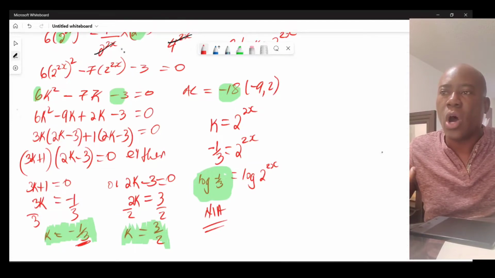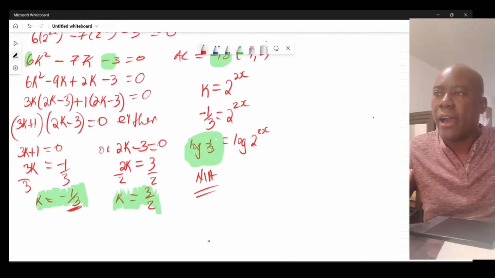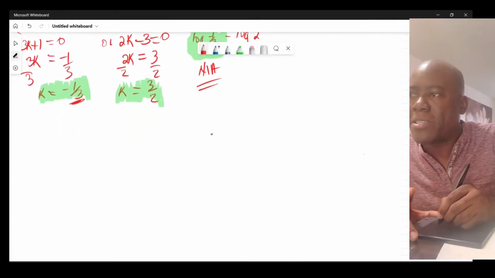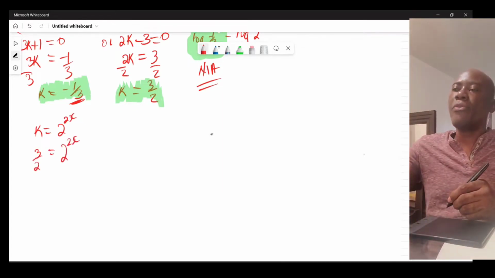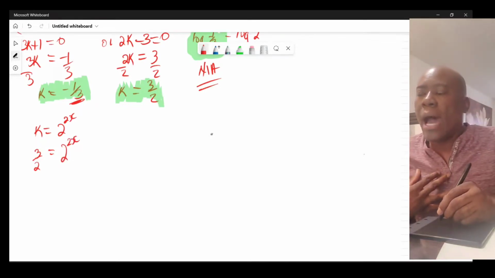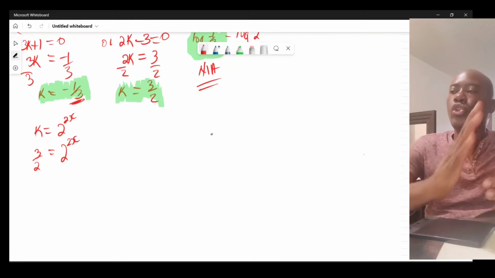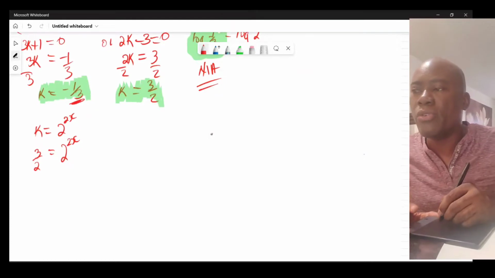Now let us focus on the other response that we have. Remember again that k is equal to 2 raised to the 2x. Therefore I could say 3 over 2 is equal to 2 raised to the 2x. What am I doing? I just substituted the 3 over 2 for k. Now I understand how the base system works. I'm not able to raise 2 to a certain power to get that number. So I'm going to be using my logs.